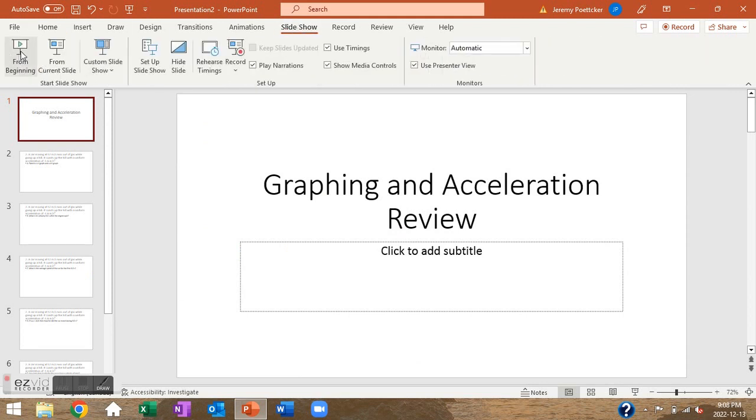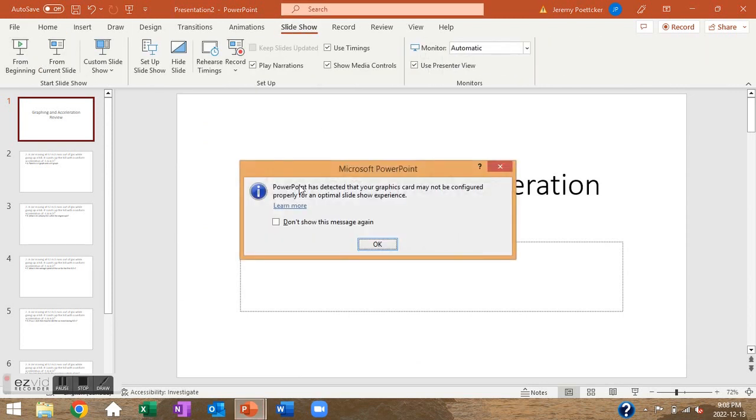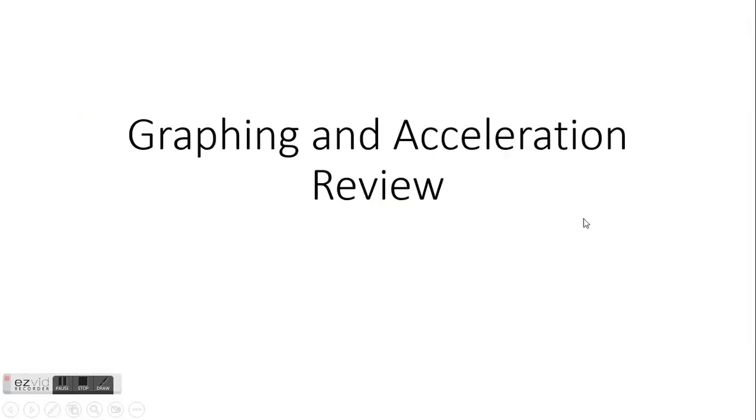Alright. I want to take a look here at a little bit of review: graphing, acceleration, and a little bit with velocity, because we need to deal with that with acceleration as well. So, here goes.